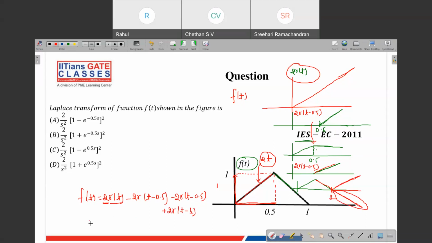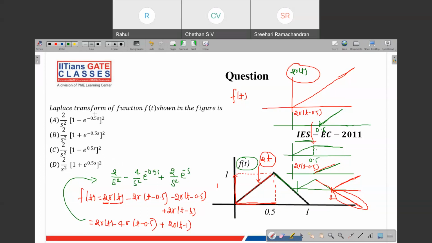Okay, you can also write it like this: 2r(t) minus 4r(t minus 0.5) plus 2r(t minus 1). Okay, once you get this expression, you can easily calculate the Laplace transform. So the Laplace transform will be 2 by s square minus 4 by s square into e to the power minus 0.5s plus 2 by s square e to the power minus s.